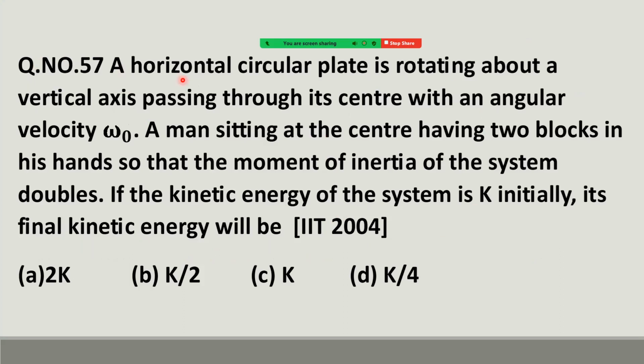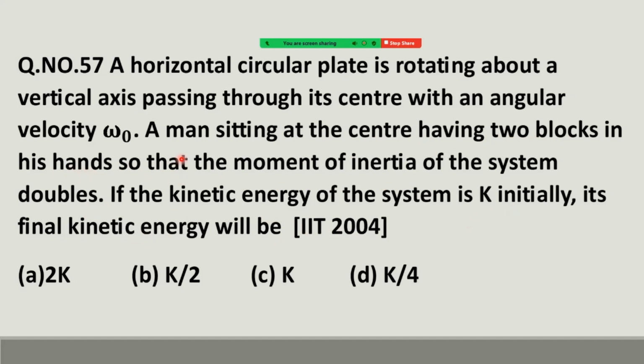A horizontal circular plate is rotating about a vertical axis passing through its center with an angular velocity omega naught. A man sitting at the center having two blocks in his hands so that the moment of inertia of the system doubles. The kinetic energy of the system is K initially. Its final kinetic energy will be?